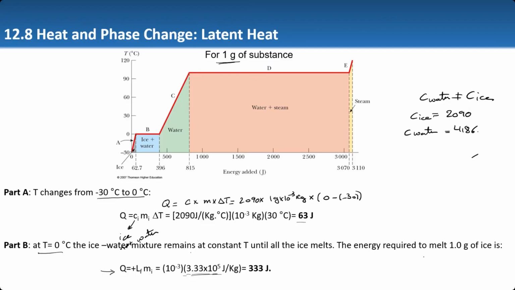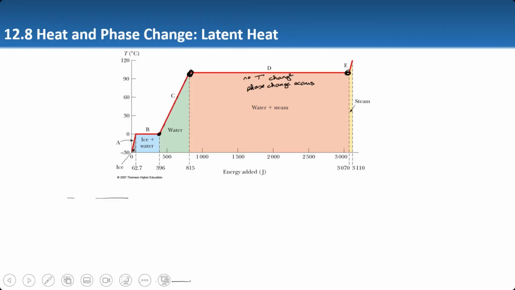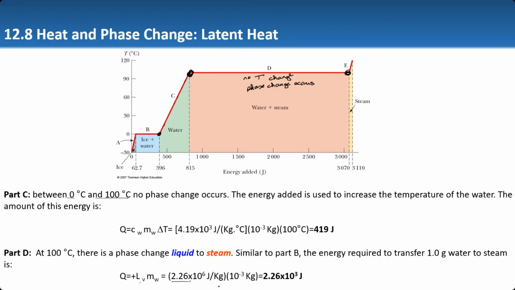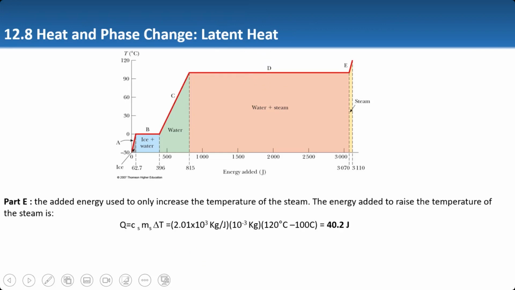Remember, in the table of constants, I have a latent heat for fusion or melting and a latent heat for vaporization or condensation. We find the Q for the phase change from water to steam, and this amount of energy is needed, 2.26 times 10 power 3 joules. What we obtain is some vapor. Here in section E, all of the water has vaporized into steam.